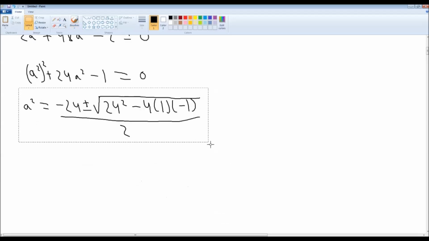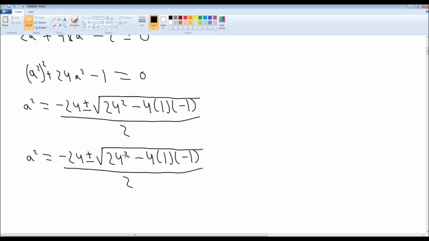All right, but now we can simplify this a little bit. 24 squared is just 576. And then this part, when you have minus and negative, you get a positive, so plus 4. So you get 576 plus 4, which just simplifies to 580. And now can we simplify the square root at all?